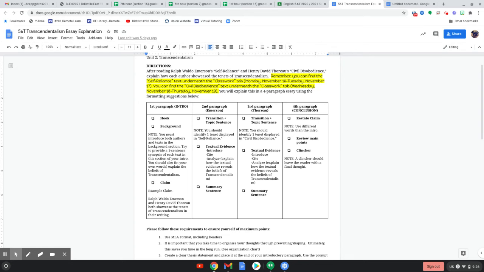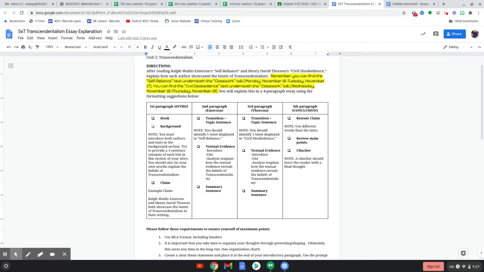For the background section, I'm looking for a couple of things. This is all on your essay explanation sheet underneath the stream section if you need to review it. You must introduce both authors and both texts in this section. So remember, Ralph Waldo Emerson wrote Self-Reliance. Go back to underneath your classwork tab on Monday, November 16th, and you'll see that text. So just review. What is he trying to teach us in that text, right?